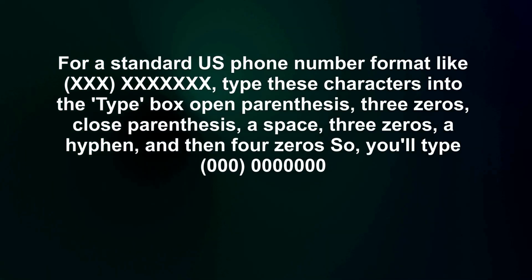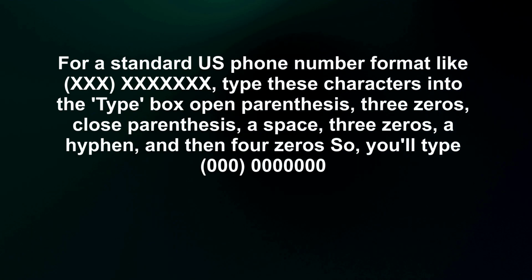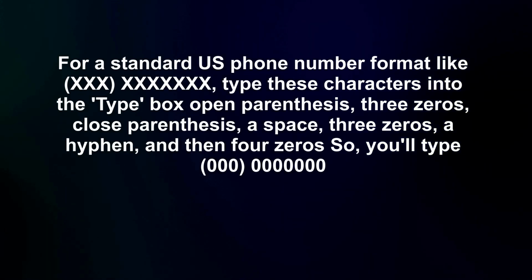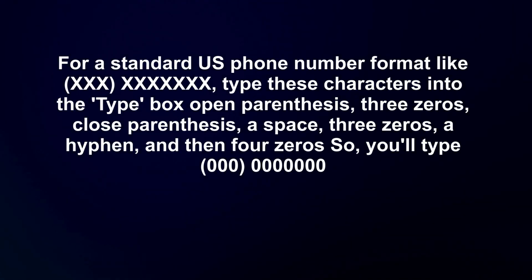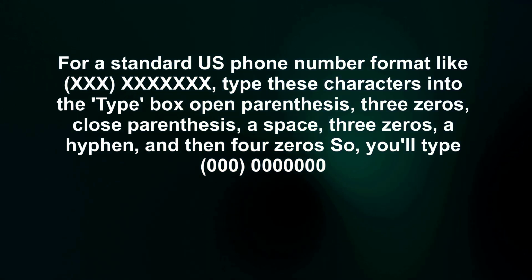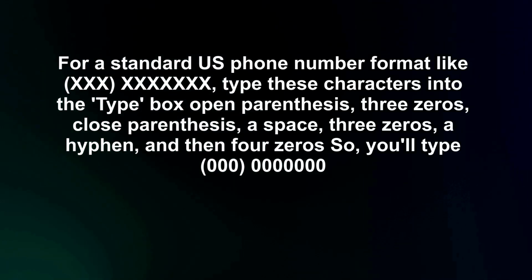For a standard US phone number format like (XXX) XXX-XXXX, type these characters into the Type box: open parenthesis, 3 zeros, close parenthesis, a space, 3 zeros, a hyphen, and then 4 zeros. So, you'll type (000) 000-0000.